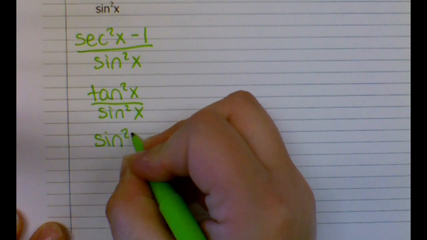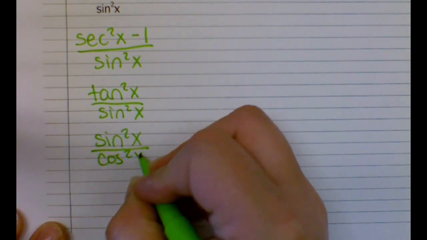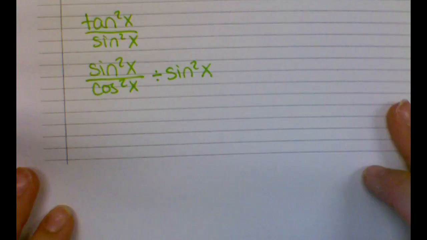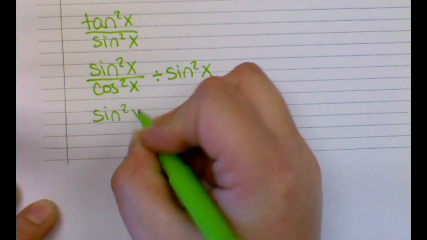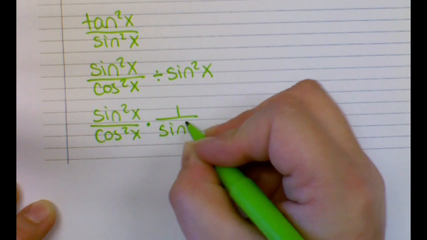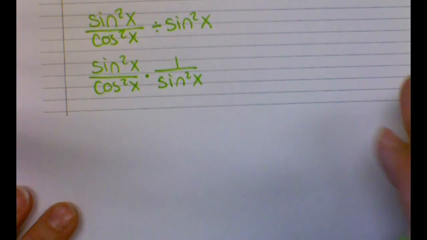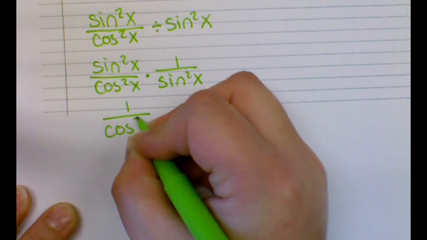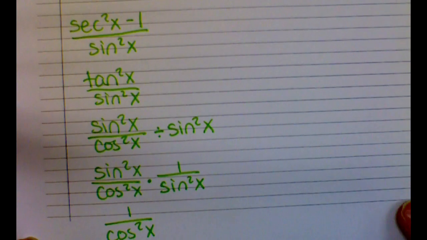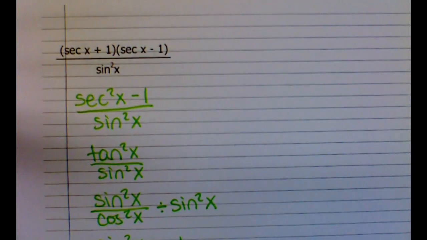I happen to know that tangent squared is sine squared over cosine squared. I'm going to write my divided by sine squared next to it now because that helps me. When I divide by something, I can multiply by the reciprocal. Now my sine squareds cancel, giving me 1 over cosine squared of x, which is secant squared of x. You might be wondering, is there a different way I could have done that? Absolutely. There are many, many different correct ways to do these problems. I'm just showing you one.